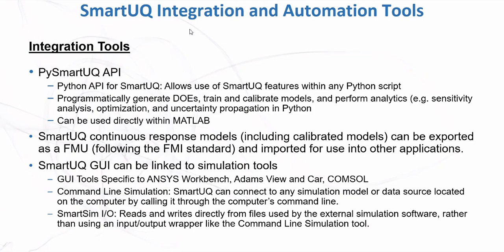SmartUQ, the GUI that we looked at, can also be linked to simulation tools. So this can make it easier to collect the training data for training models. So the idea here would be you link SmartUQ to the simulation tool, and then you can send a design of experiments, for example, to that simulation tool. The simulation tool runs those cases, sends the results back to SmartUQ ready to train the model.